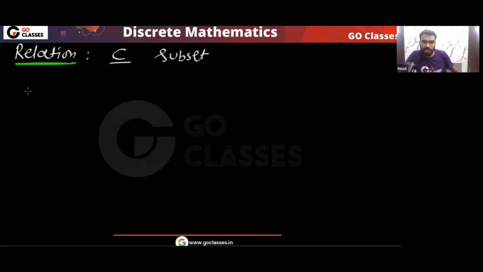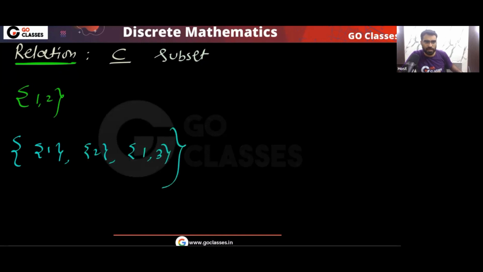Now you tell me, can you define this relation on this set {1, 2}? Or can you define this relation on this set {1, 3}? Tell me, on which set you can define this subset relation. On this set we cannot define the relation. On this set we can define the relation. Yes or no? Is this clear?